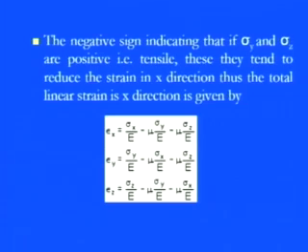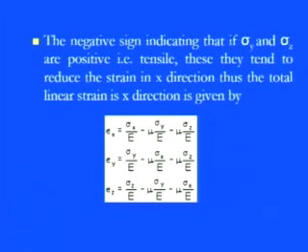The negative sign indicates that if we are applying the load in the x direction, there is a compression in the other two directions. Even if you take sigma y and sigma z, meaning the stresses are positive, that is tensile, they always tend to reduce the strain in the x direction, whatever the strains are in the other two directions.